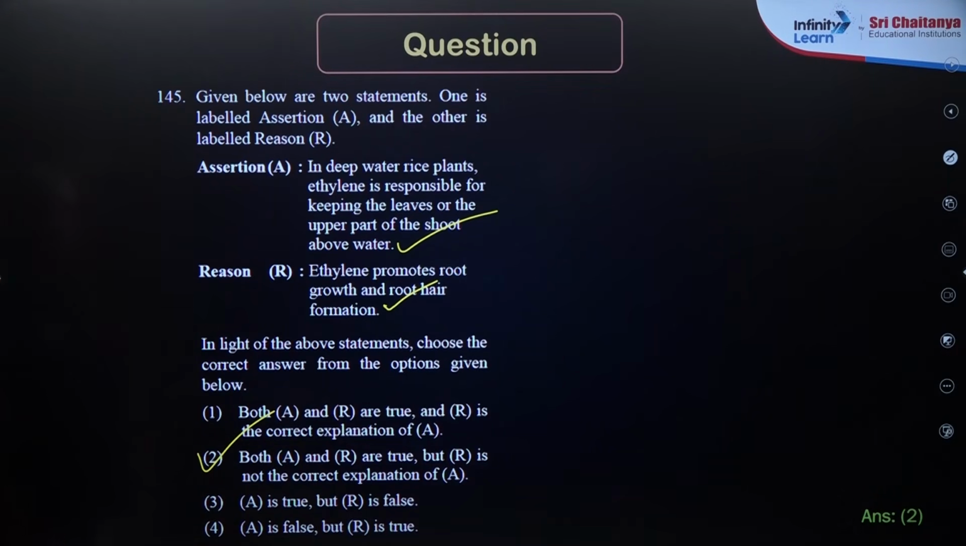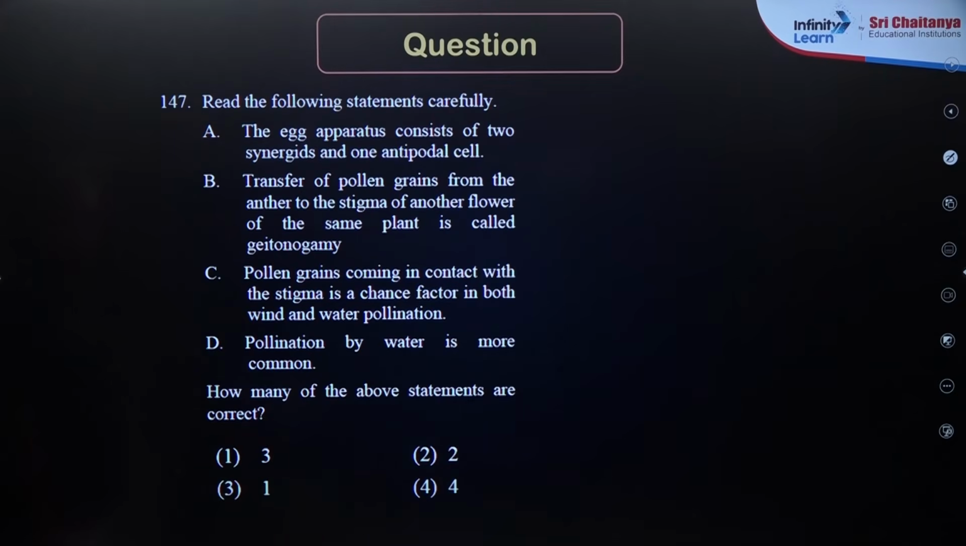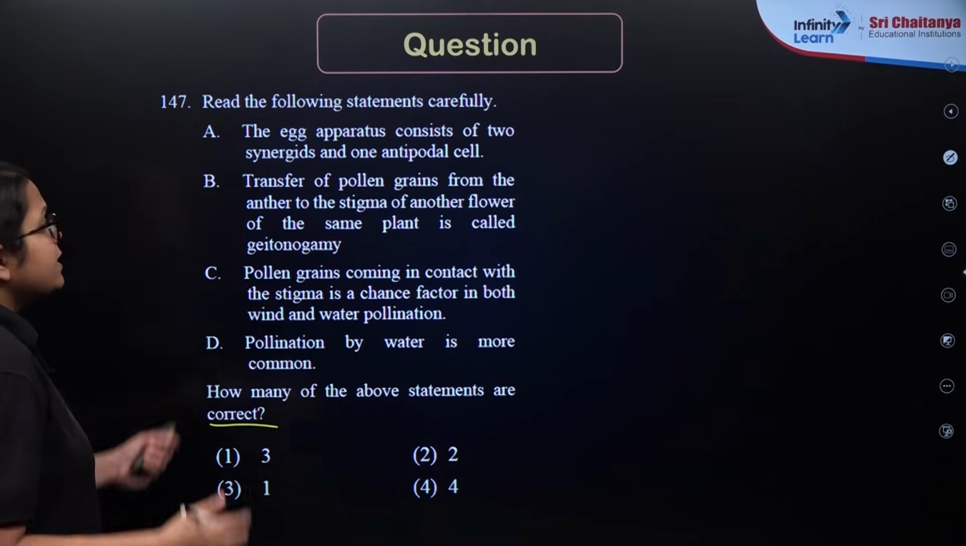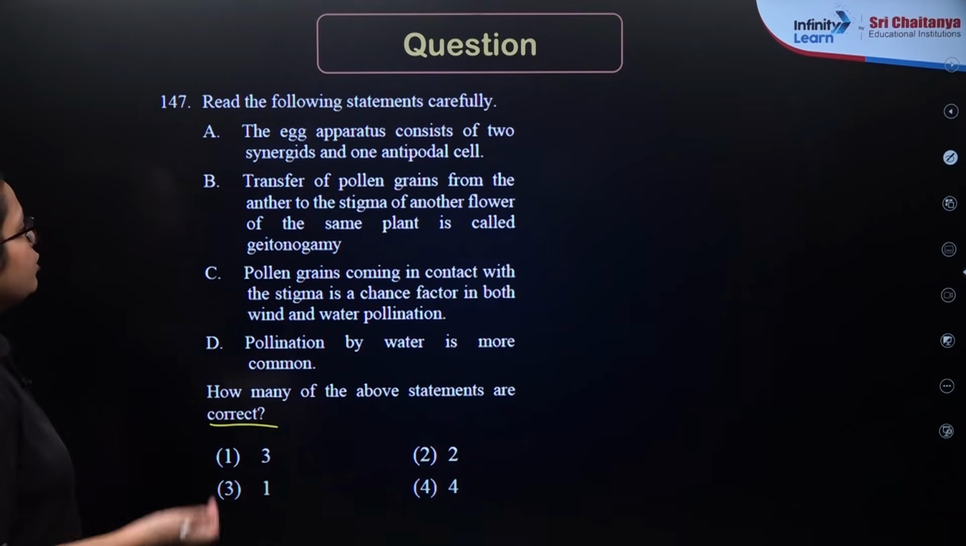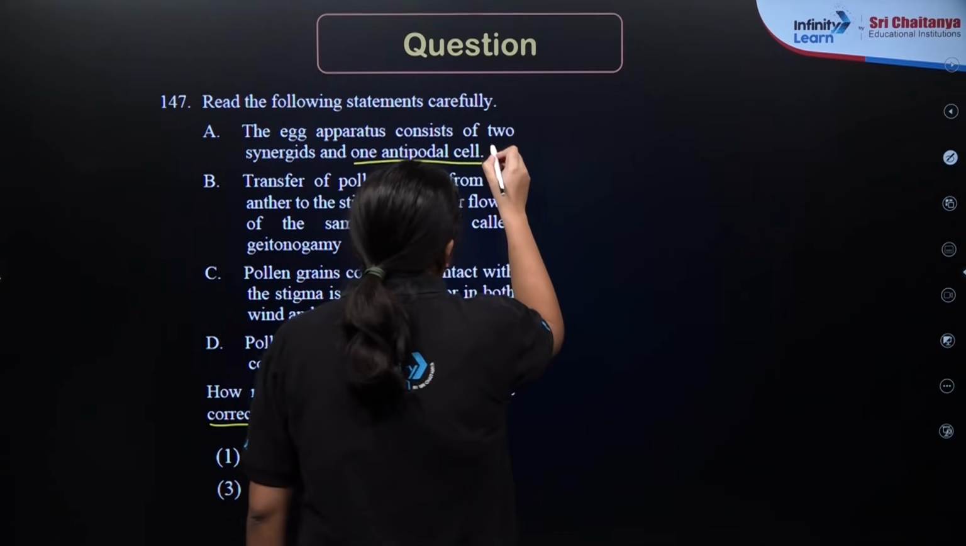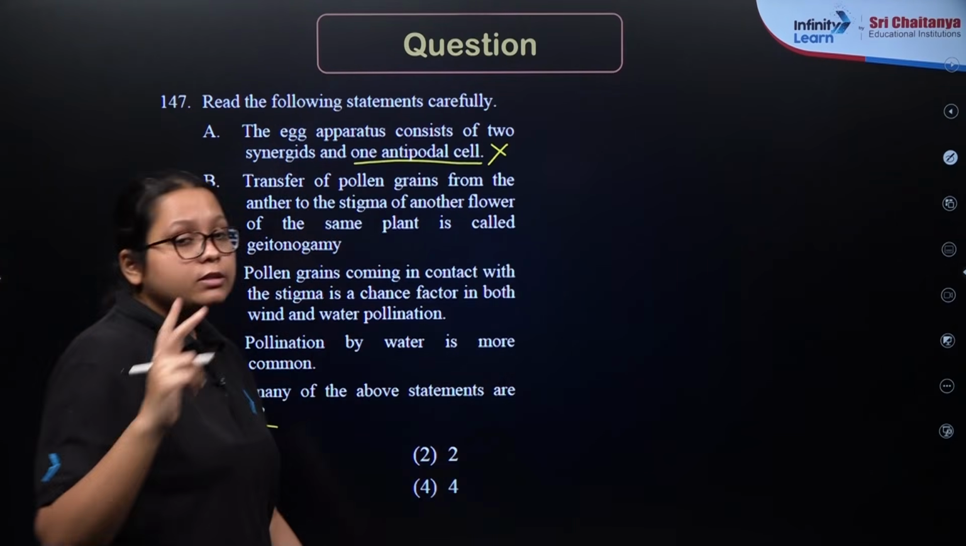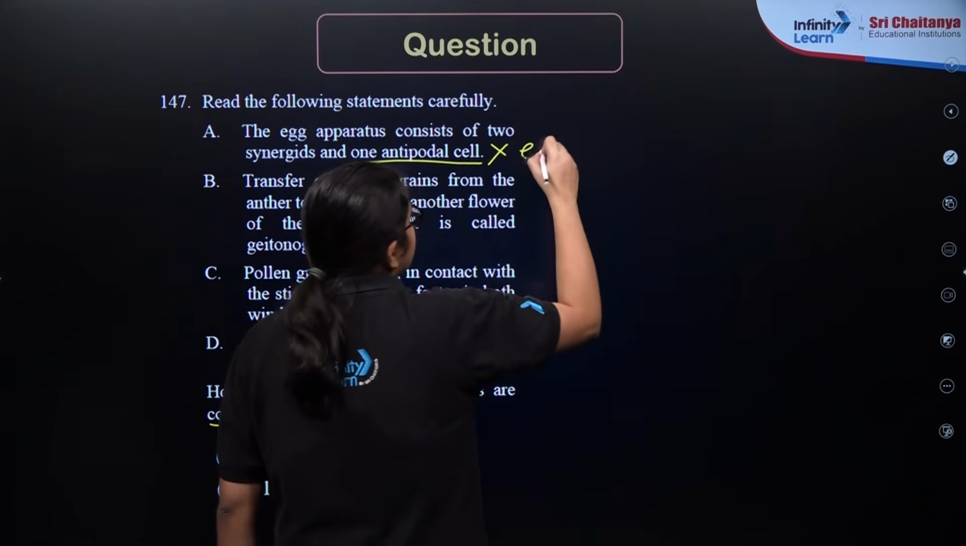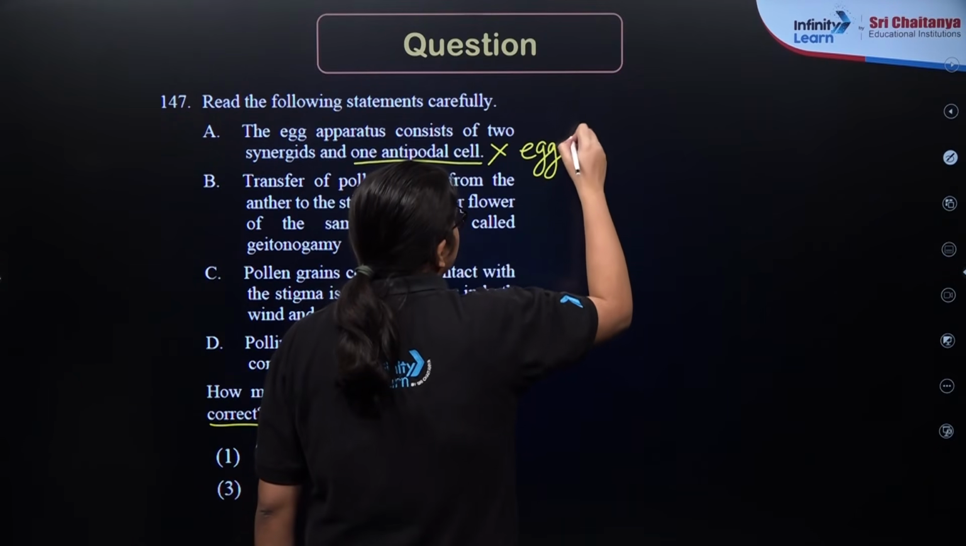Okay. Next question. So we have some statements. Again, we have to see how many of them are correct. First one. The egg apparatus consists of 2 synergids and 1 antipodal cells. No. Egg apparatus means 2 synergids and 1 egg cell. Okay, so this is wrong.